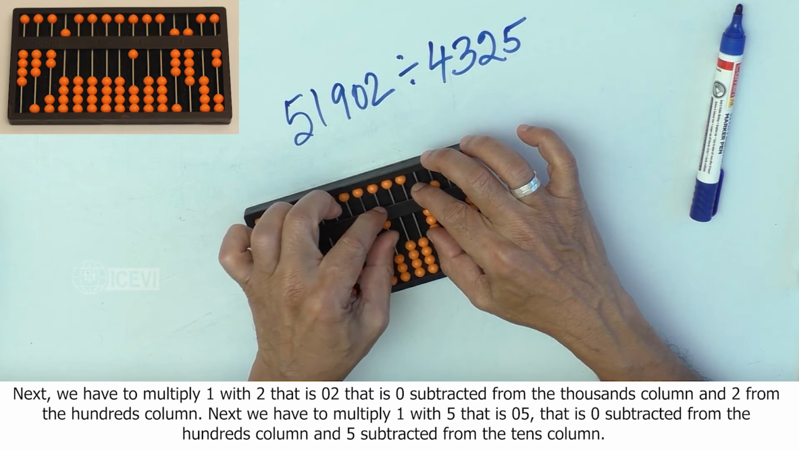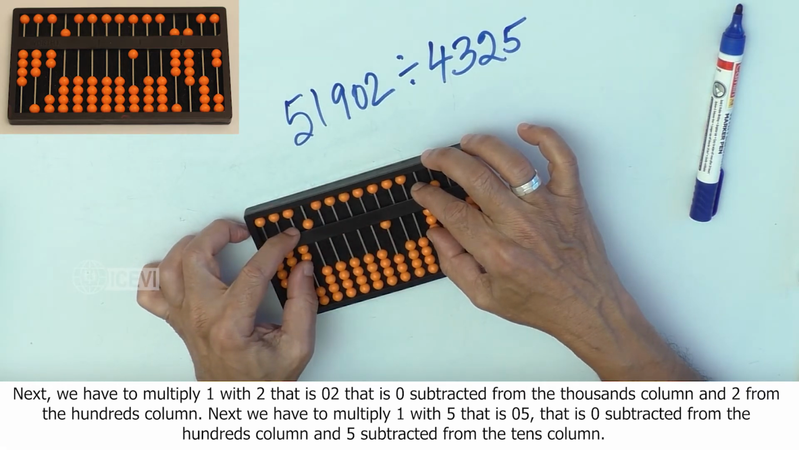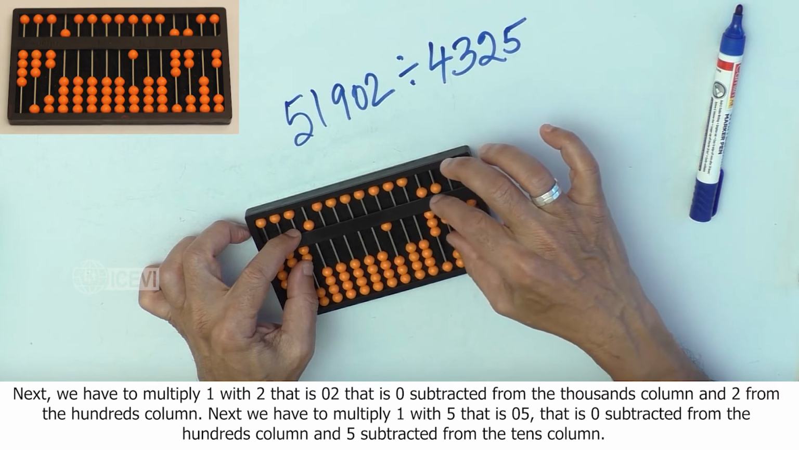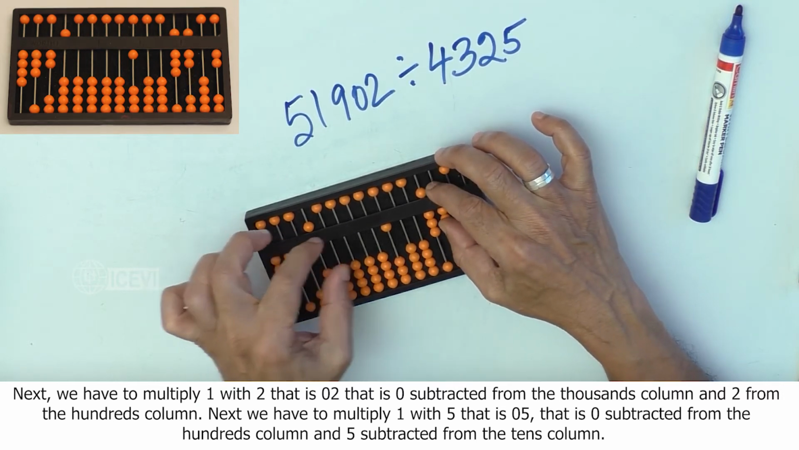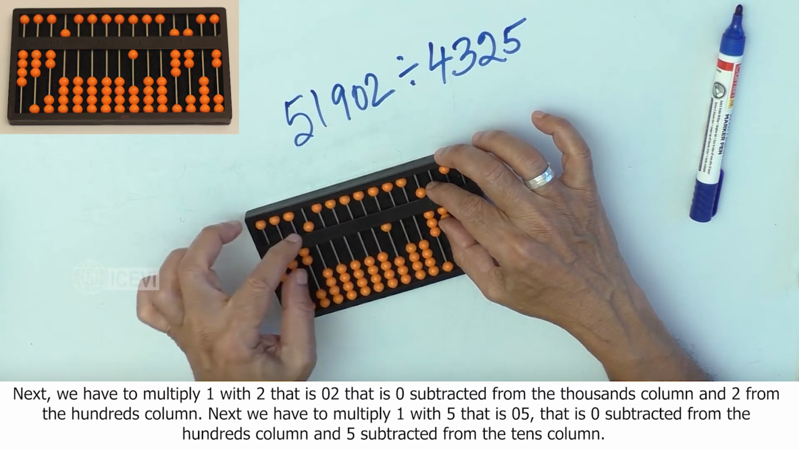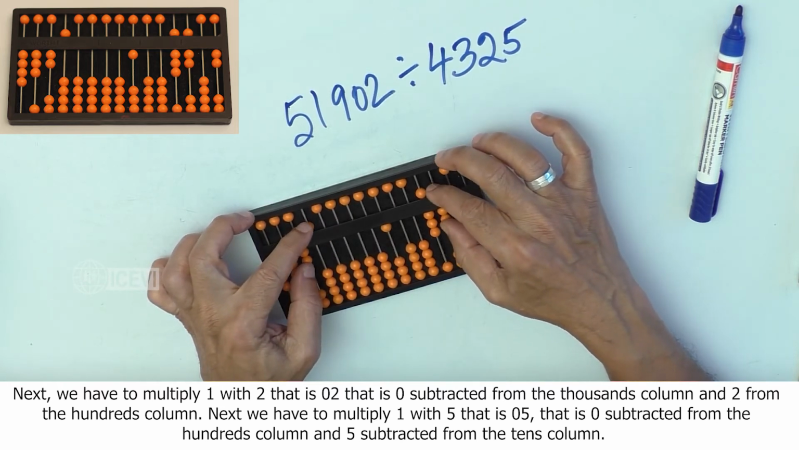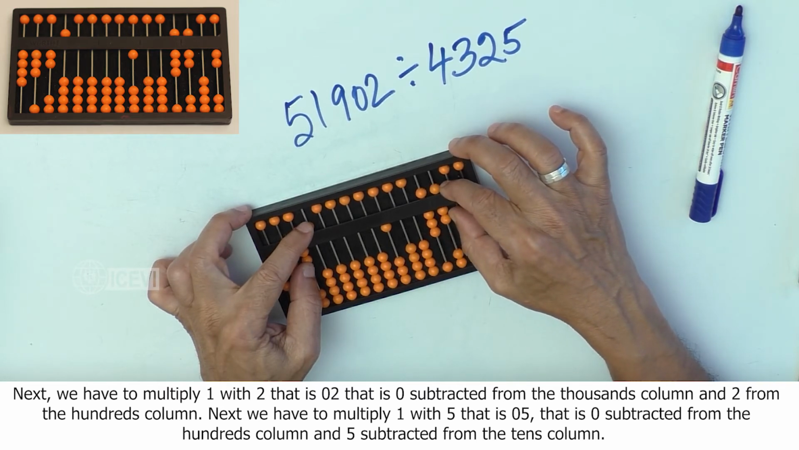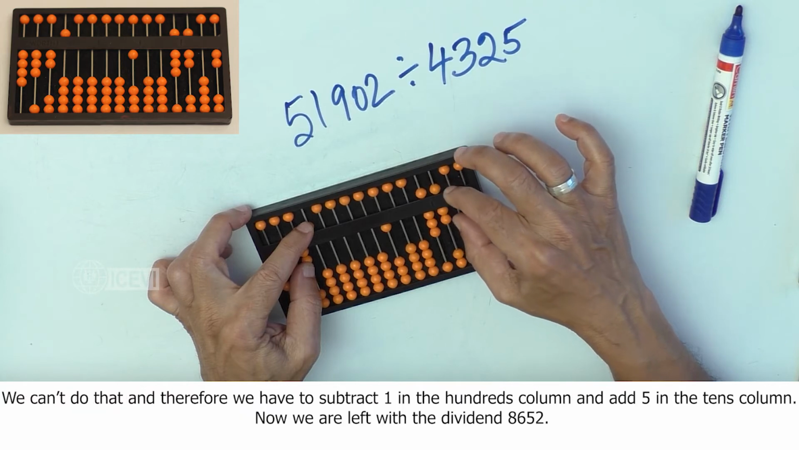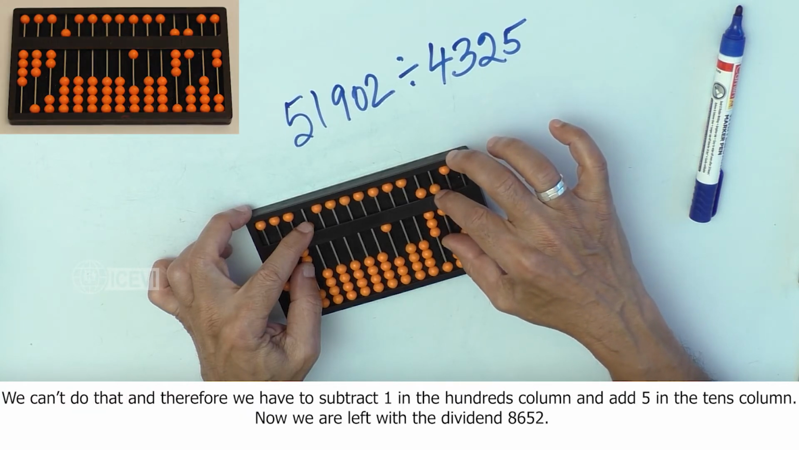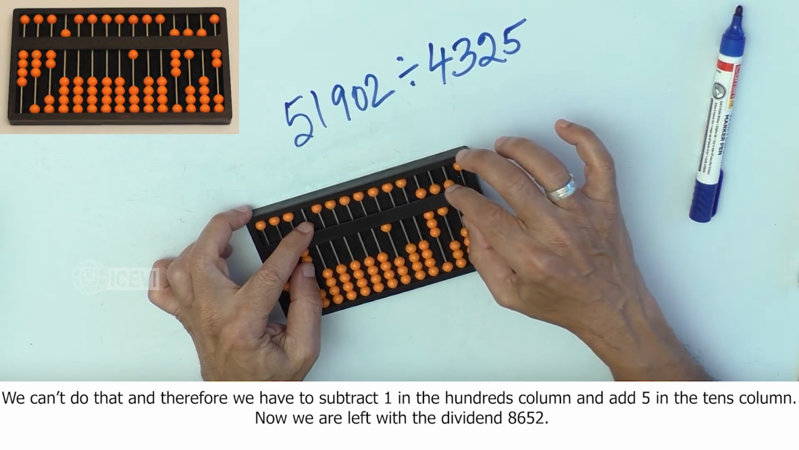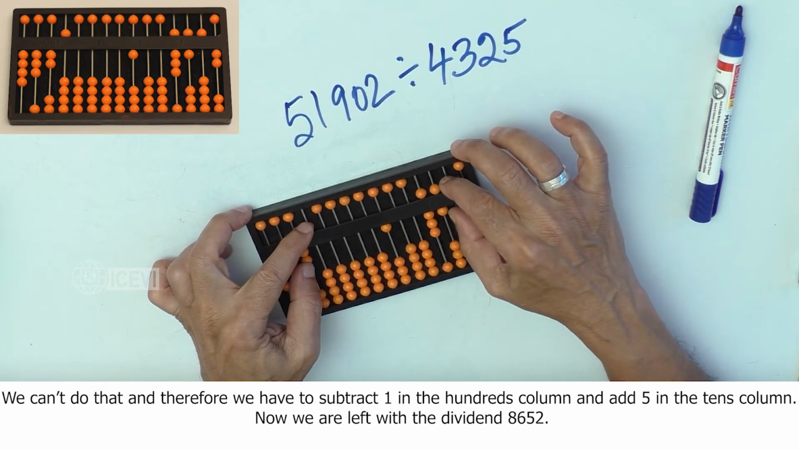Next we have to multiply 1 with 2, that is 0,2, that is 0 subtracted from the thousands column and 2 from the hundreds column. Next we have to multiply 1 with 5, that is 0,5, that is 0 subtracted from the hundreds column and 5 subtracted from the tens column. We can't do that, and therefore subtract 1 in the hundreds column and add 5 in the tens column.